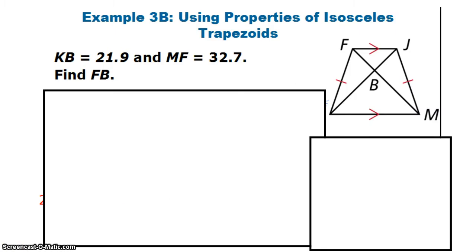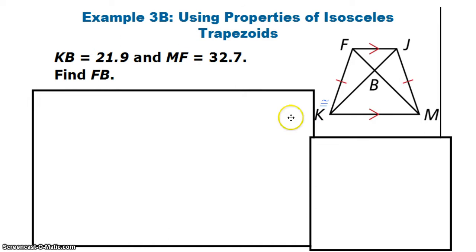Okay, let's use the properties of isosceles trapezoids to find FB in this isosceles trapezoid. FB is our unknown. We're looking for that. But we do know that KB is 21.9 and MF is 32.7. This entire segment is 32.7. We're looking for FB.